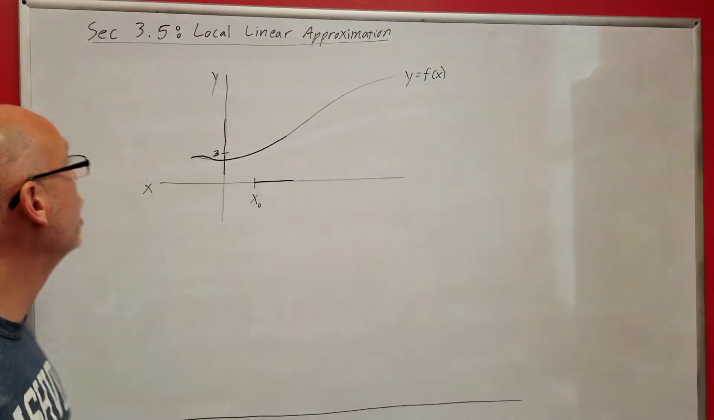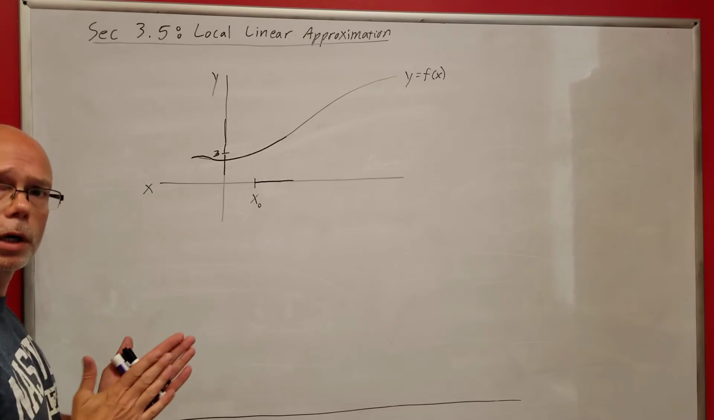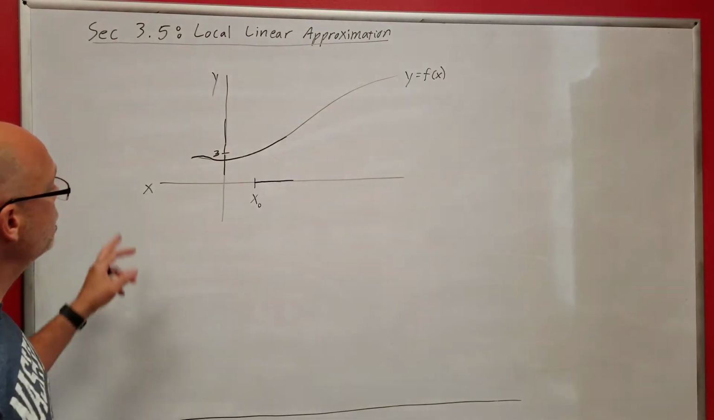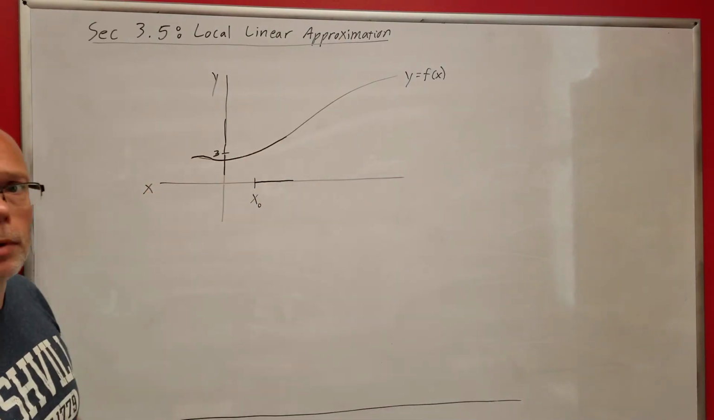Section 3.5, Local Linear Approximation. Let's see a big picture of what we're going to be doing in this section, and then we'll do examples. Alright, let's suppose I have an x-axis, a y-axis, and I have some curve, y is equal to f of x, okay?